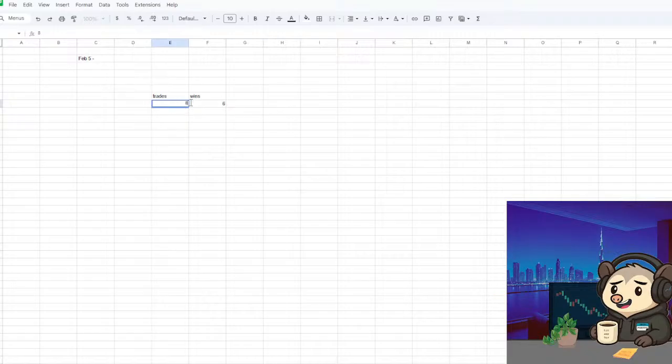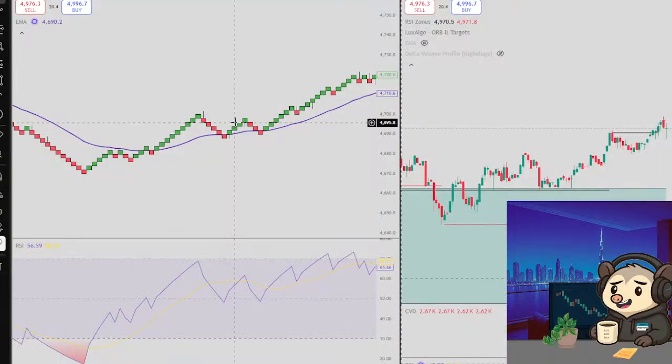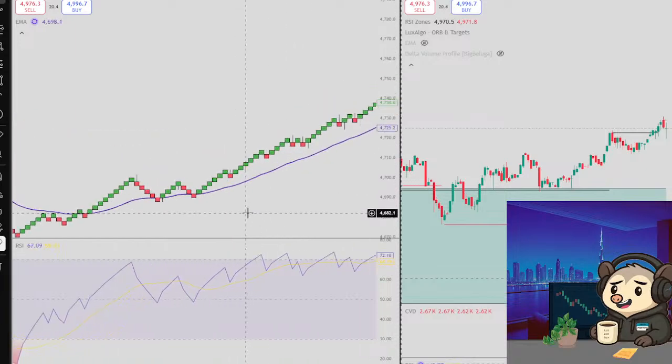This is why I wanted to create, I got the code, sorry, 9 and 7. I wanted to create a code that automatically counts for each day so I don't have to go back and count them. Okay, so now let's start counting up these losses.